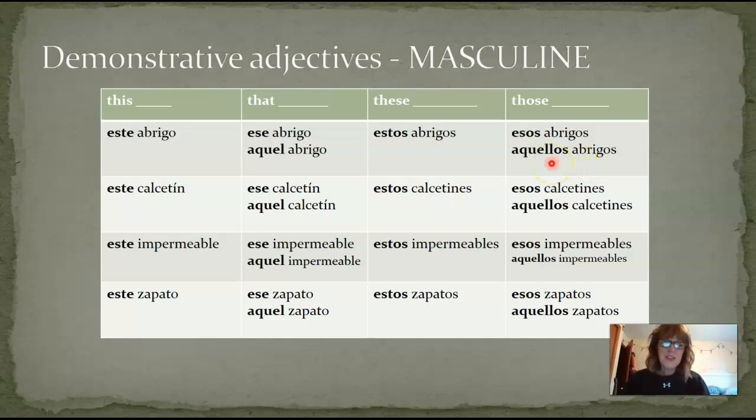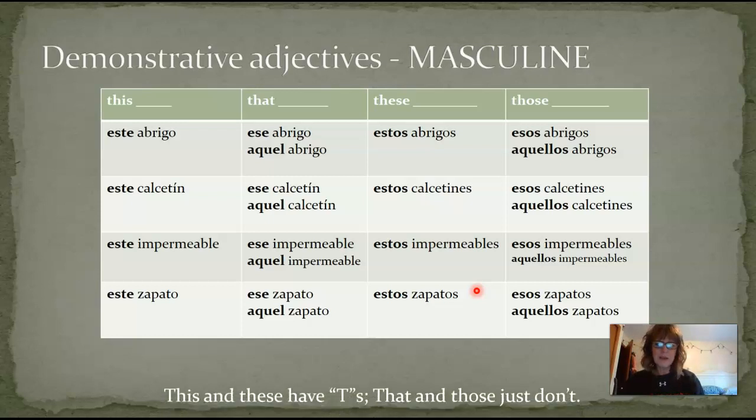It kind of helps if you say it like that, honestly. Aquellos abrigos, because it's those way over there. So, aquellos abrigos. These socks, estos calcetines, repitan. Esos calcetines. Aquellos calcetines. Okay, we're not going to continue with the rest of these because you get the idea. It's this with the T, those over there, and then those way over there.